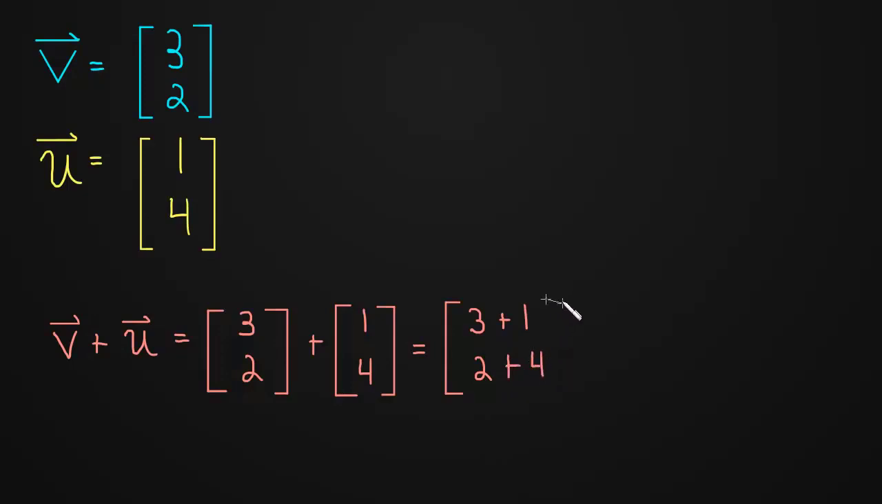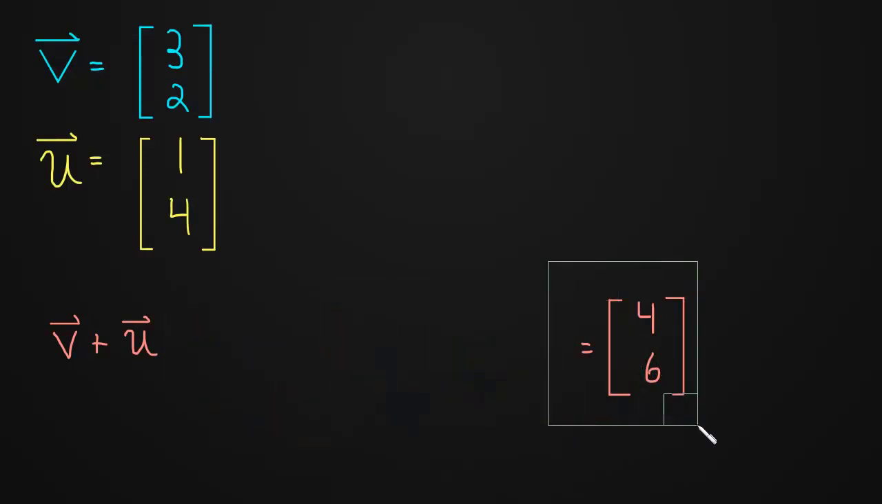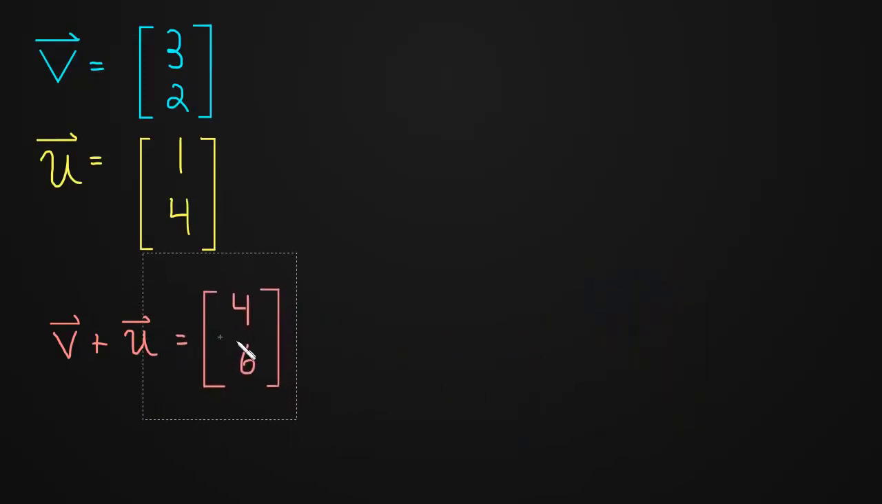And you can see, just visually, you can see what's happening here. The second component of v plus u is just the second component of v plus the second component of u, which in our case just becomes 4, 6. So when we add vectors together, we get a new vector. And here we got the vector 4, 6. Okay, so just to save some space, let me erase these steps here. I'll move this over.